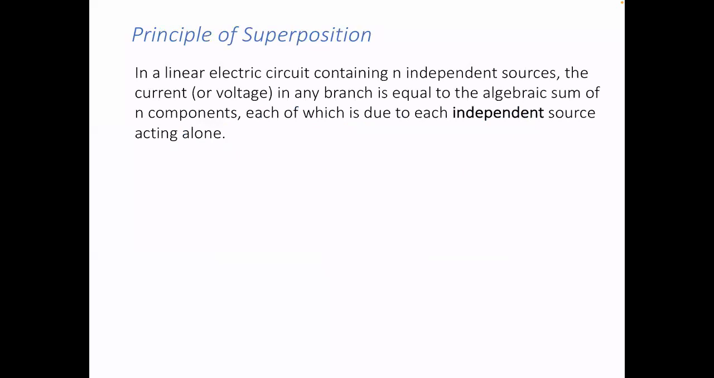Principle of superposition. In a linear electric circuit containing n independent sources, the current or voltage in any branch is equal to the algebraic sum of n components, each of which is due to each independent source acting alone. It sounds intimidating when you hear it first, you know? But the concept is very simple.